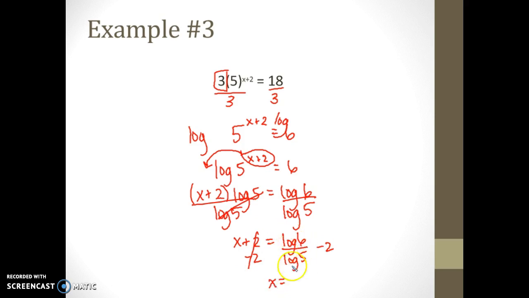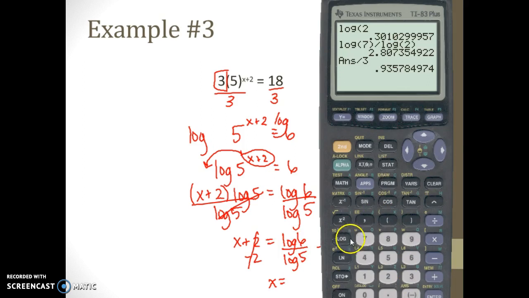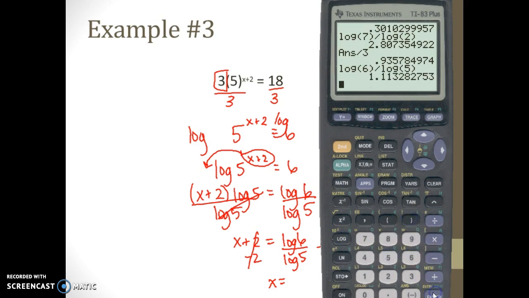Alright, so then in my calculator, I'm going to do log of 6 divided by log of 5, and then subtract 2. So I got log of 6, close your parentheses, divided by log of 5. Alright, it's a good habit to go ahead and close it. And then I'm going to take that minus 2. So I get negative 0.89.